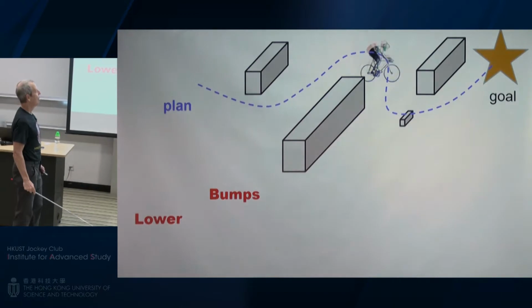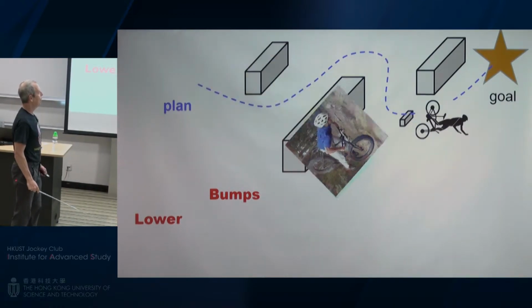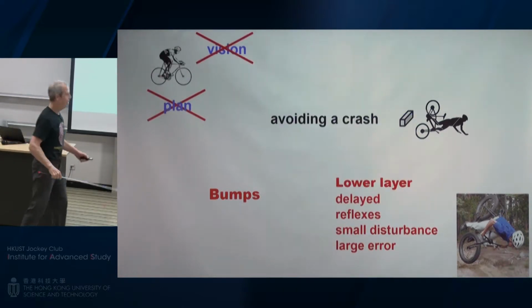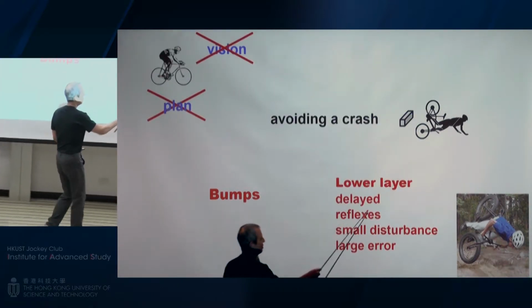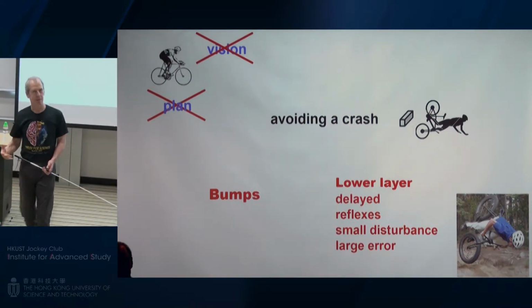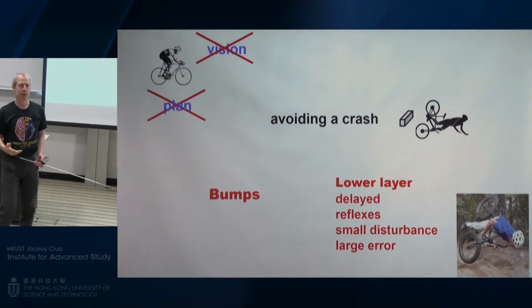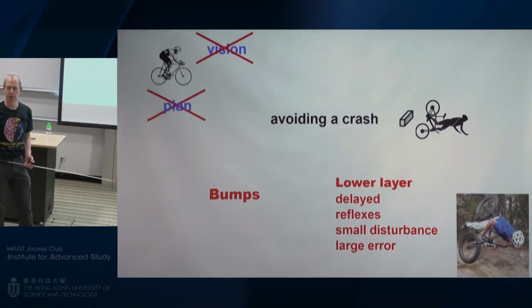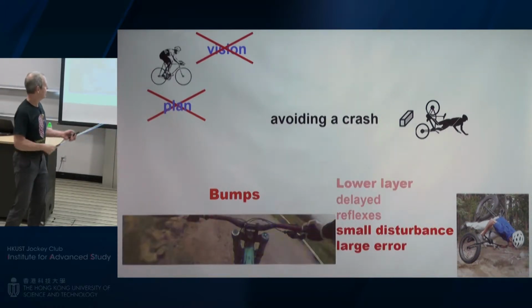However, along the way, a little bump can cause a catastrophic crash. This is completely the opposite. It's delayed in the sense that you only find out about the bump after you hit it. So you can't plan for it. And you deal with it with reflexes, and even small disturbances can create large errors. Yet we do these two things together quite well. That's this part of the job.